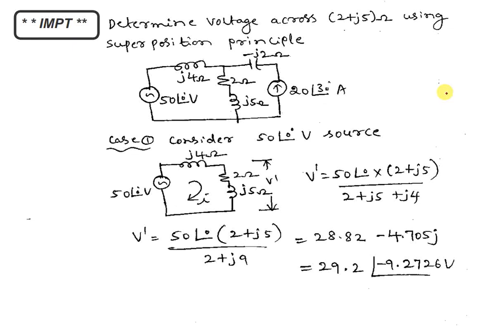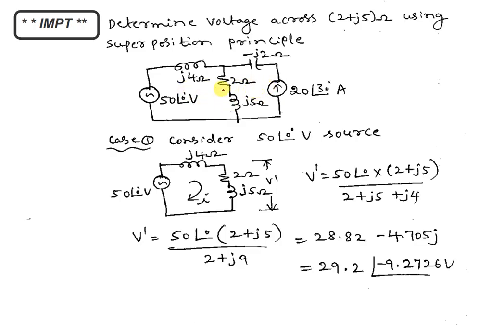This is a problem of superposition theorem for AC network. Determine voltage across 2 plus 5j using superposition theorem. They may ask current also, so the procedure is the same only. Now let us do this problem. Determine voltage across 2 plus 5j, this branch, using superposition theorem.